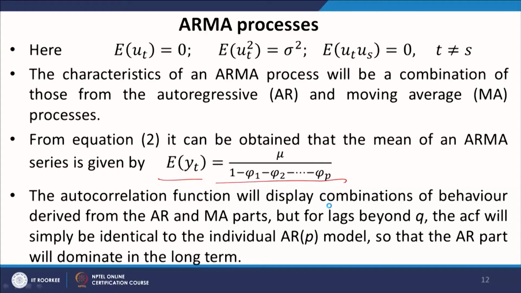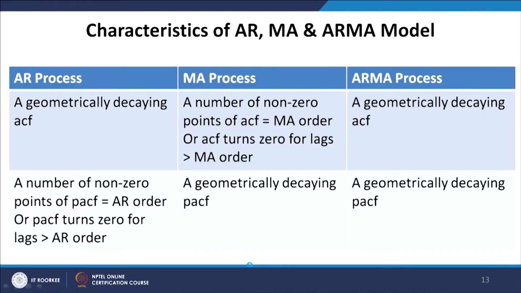As a result, when you consider ARMA processes, the AR process having longer term autocorrelations is going to dominate in the long term, and that is why we say that the AR part will dominate in the long term, because the MA part is going to have autocorrelations only up to the order of the MA process. Now, we discuss the characteristics of AR, MA and ARMA models. So, this is sort of a comparison between the three models.